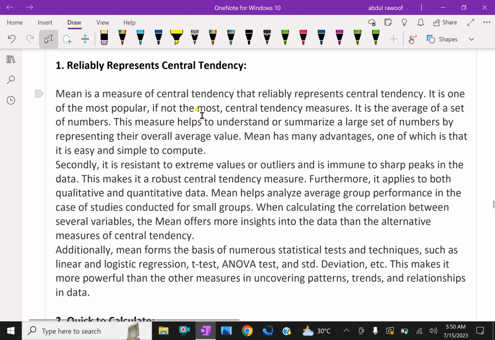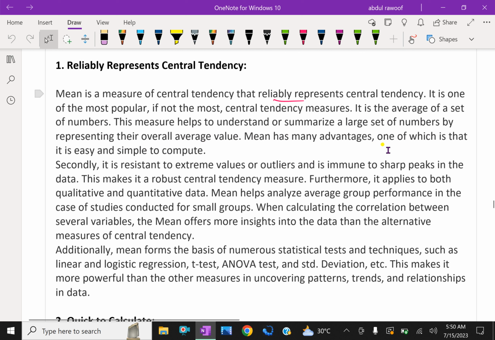Now, a further advantage of the mean is that it reliably represents central tendency. Mean is a measure of central tendency. It is one of the most popular, if not the most popular, central tendency measures. It is the average of a set of numbers. This measure helps to understand or summarize a large set of numbers by representing their overall average value.